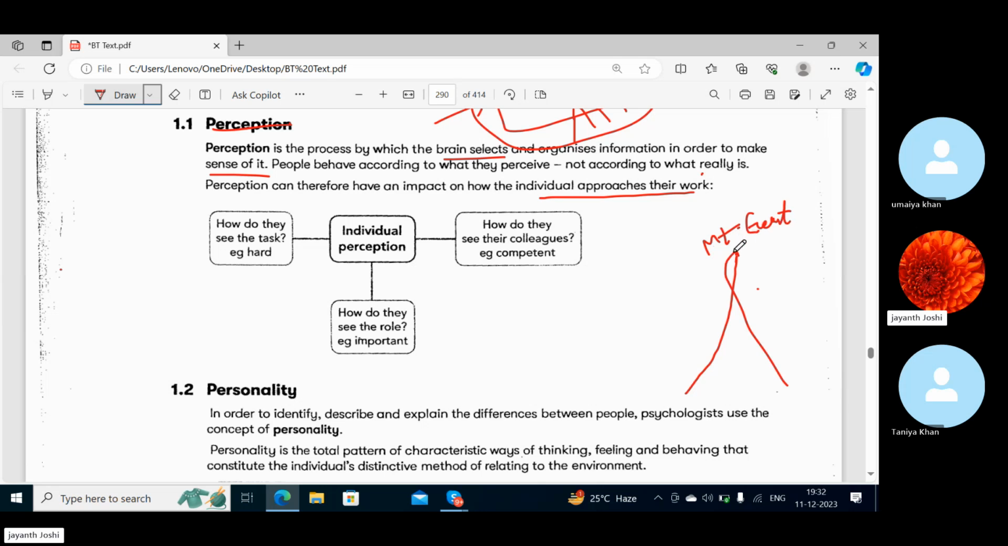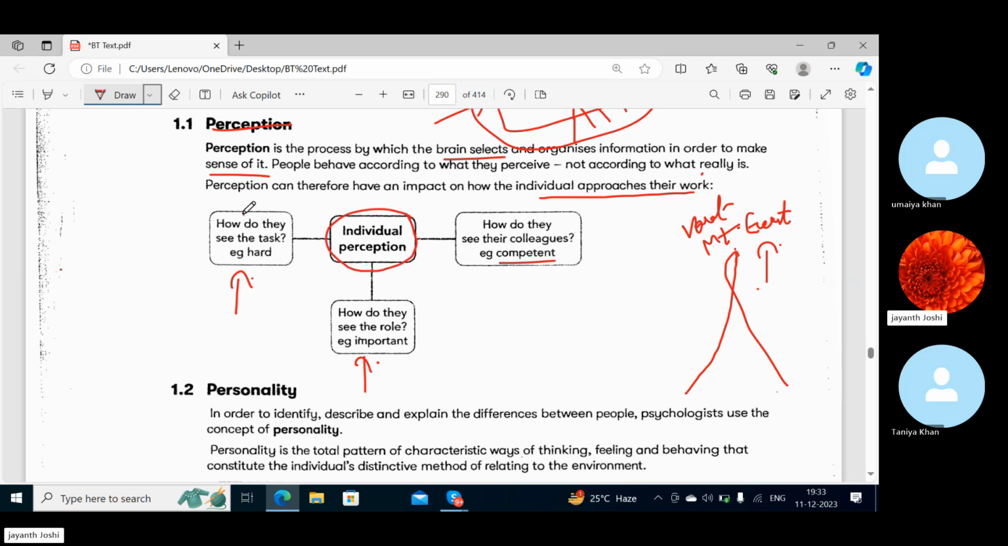If they really thought, no, we can't climb Mount Everest, we cannot reach the highest point, then they cannot reach. If they think that they can reach, they can reach. So how do they see the task? Example, hard. How do they see their colleagues? Example, if it is hard, then how has someone climbed this? How do they see the role? Example, important. It's very important to climb this to create a world record. That is what an individual will be thinking about.